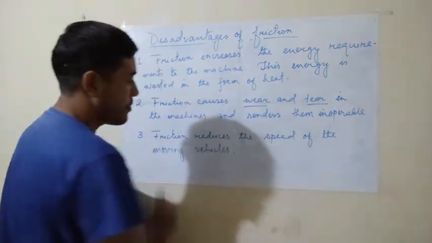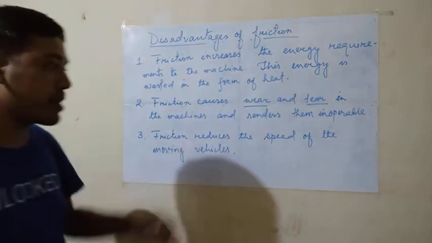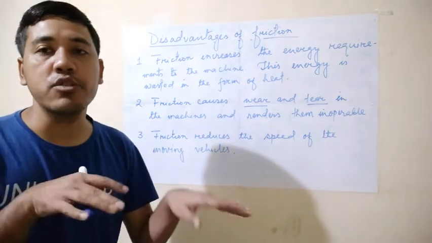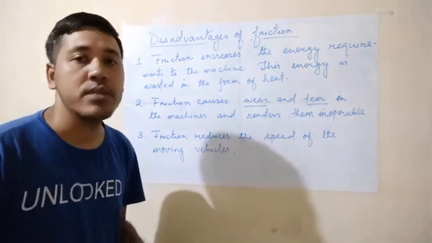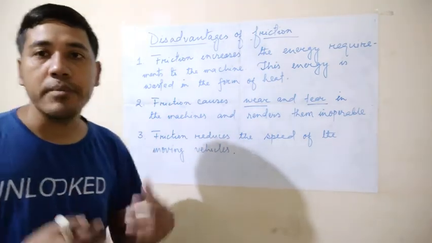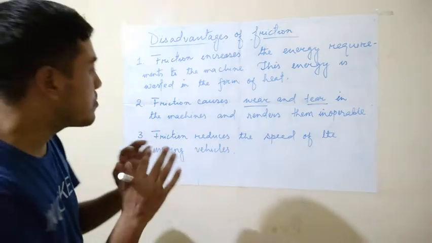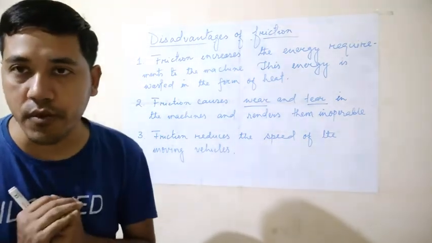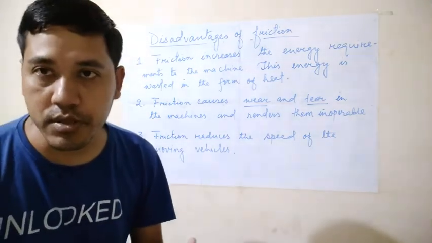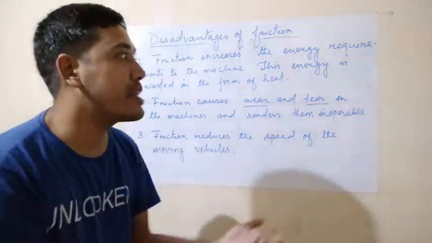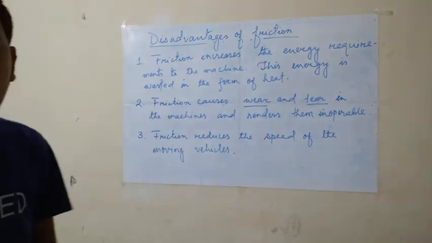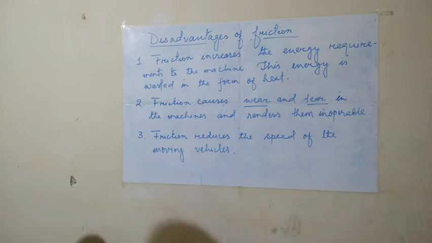Look at a bad road. We are not able to drive the vehicle at a moderate speed. Why? Because of the irregular surface of the bad road, it produces a large amount of friction force. Because of that, the speed of our vehicle is reduced, and it wastes a lot of energy. These are the three main disadvantages of friction. Please copy down.